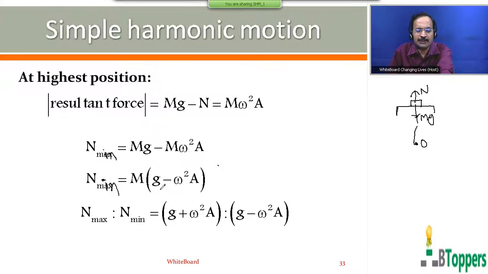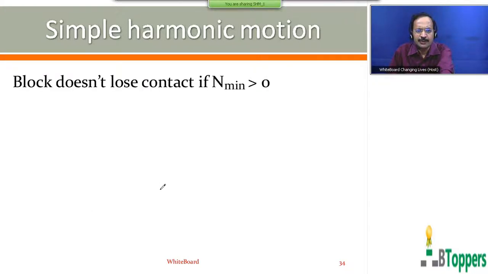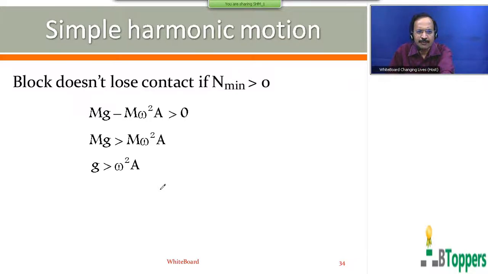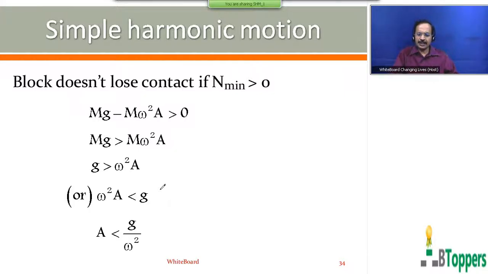So the ratio of the maximum and minimum values of normal reaction on the block is g plus omega square A to g minus omega square A. Come on, I already explained this. Copy down the working; you can take a pause and copy down the working. I will continue to discuss the remaining special cases in my next class.